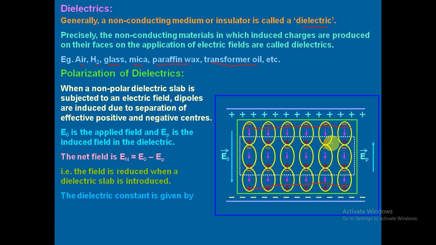The dielectric constant, as we have already seen, is the field in vacuum divided by the field inside the material. So here it is E naught over E naught minus EP. E naught minus EP is the field inside the dielectric. So this is the value of the dielectric constant of this dielectric.